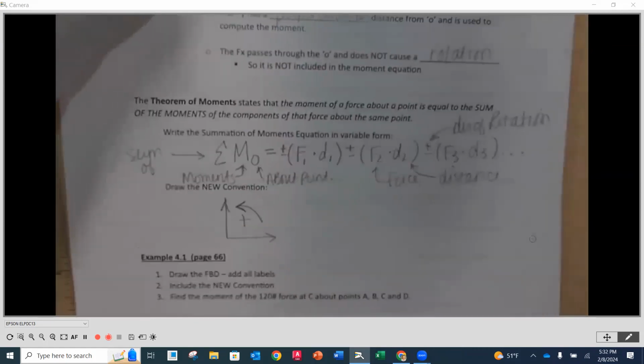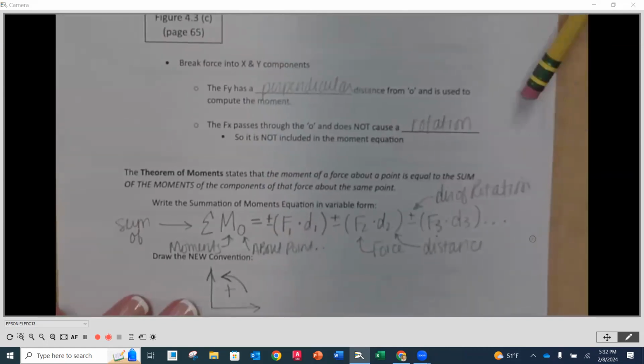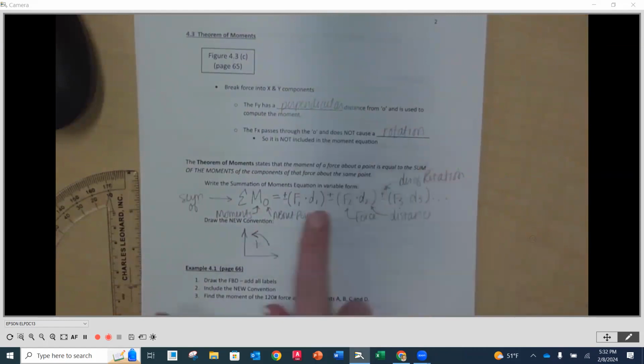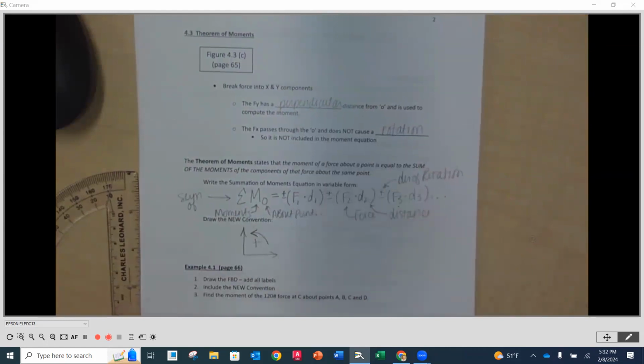All right. Did everybody get the stuff that's up here? Any questions at all? So perpendicular for the first one, rotation: the sum of the moments around a point, plus or minus force times distance, however many there are. And then our new convention.